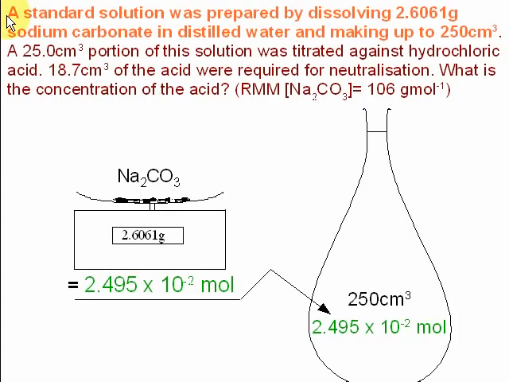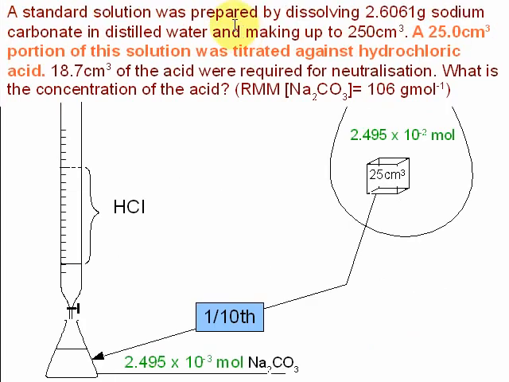If we read the whole of the first line, it says a standard solution was prepared by dissolving just over 2.6 grams of sodium carbonate in distilled water and making up to 250 cm cubed. So this mass of sodium carbonate, which we weighed out, we put in a volumetric flask, made up to the mark, and this was exactly 250 cm cubed. Previously we worked out the amount of sodium carbonate, so all of that amount will end up in the volumetric flask. The next line of the question begins, a 25 cm cubed portion of this solution.